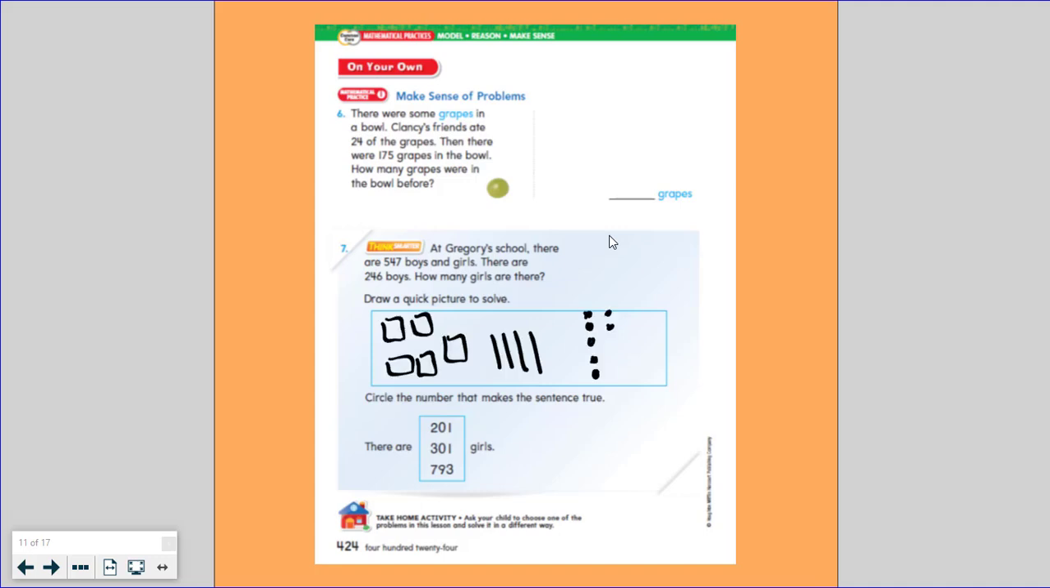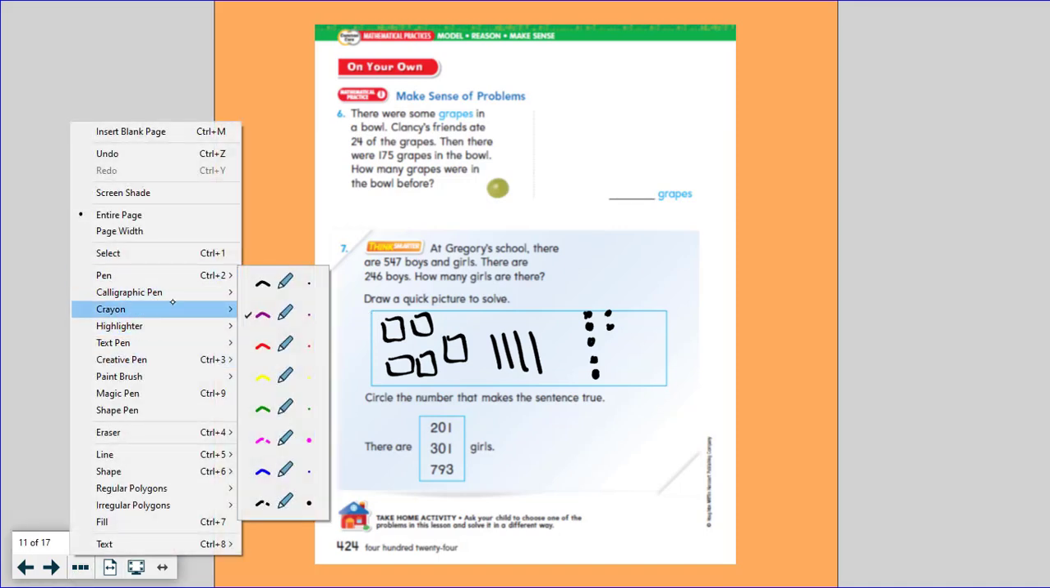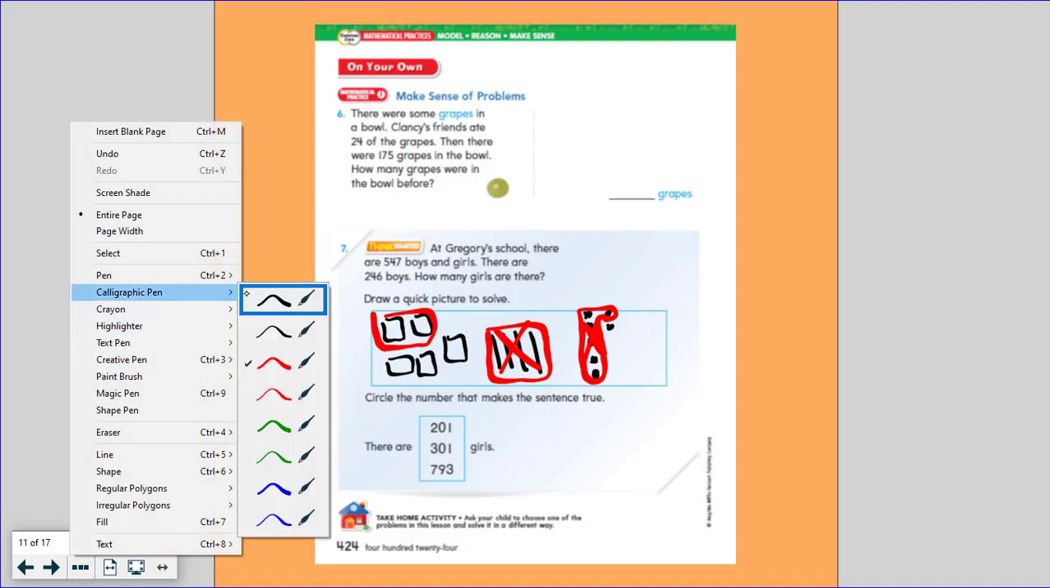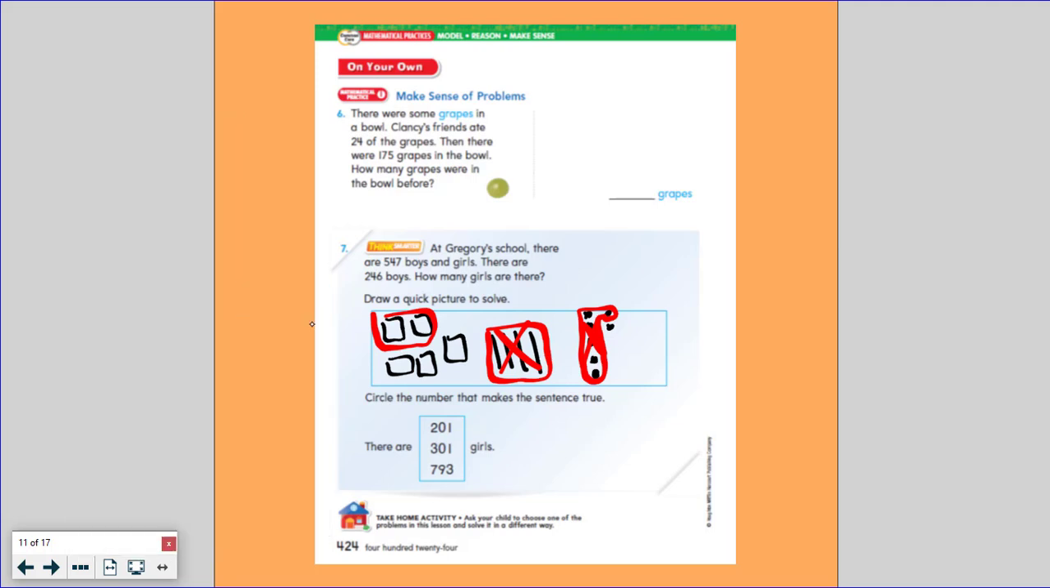Okay, so you solved the problem. I have my quick picture for 547. I'm going to take away the boys, and whatever's left should be girls. So I'm going to switch colors real quick. Okay, so I have to take away 246. So there's 200, 10, 20, 30, 40. And then I have to take away 6. So that's going to be all these except for 1. I'll change the color back. Alright, and so what's left is going to be girls. So 301. So there are 301 girls.